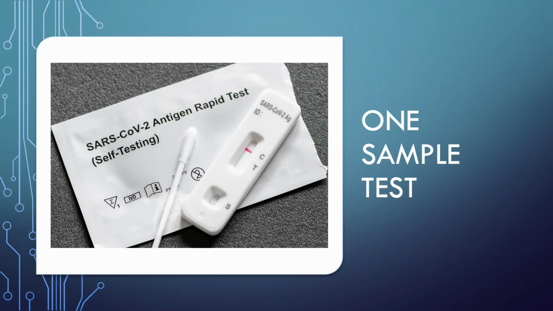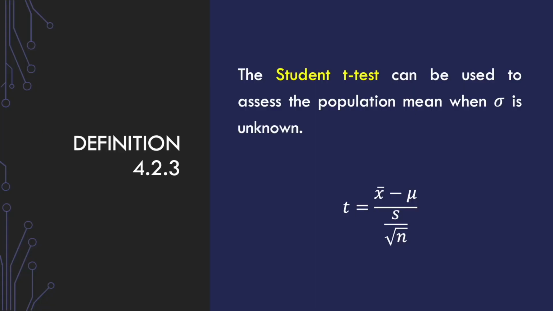Today we will discuss the one sample t-test, which is ito yung equivalent ng z-test when the population standard deviation is unknown. The student t-test can be used to assess the population mean when the population standard deviation is unknown. At para palitan yung ating population standard deviation, we will use the sample standard deviation.